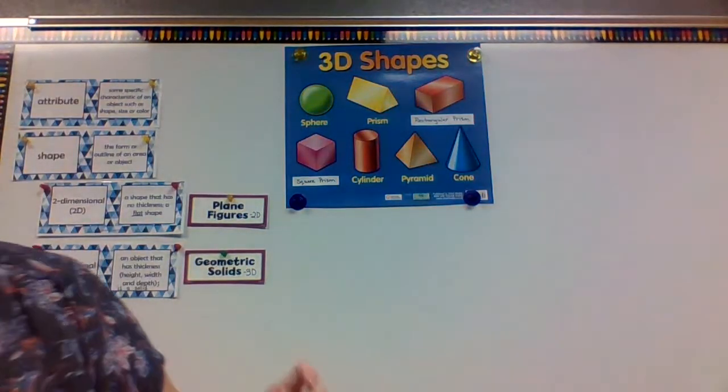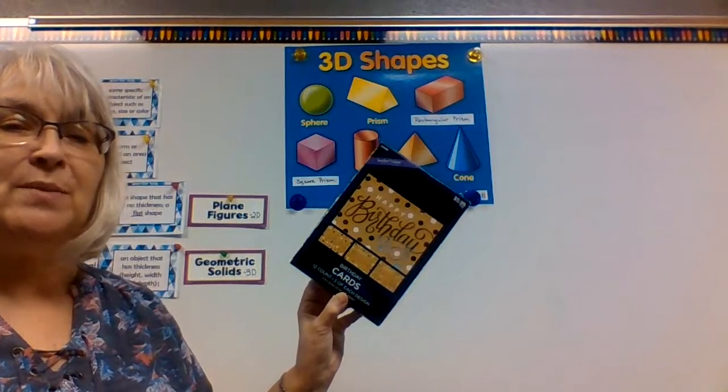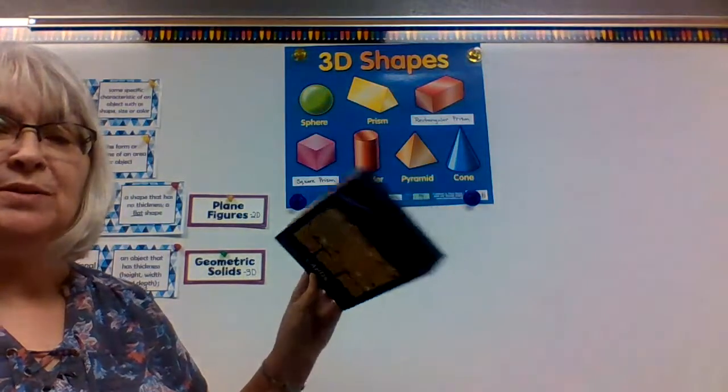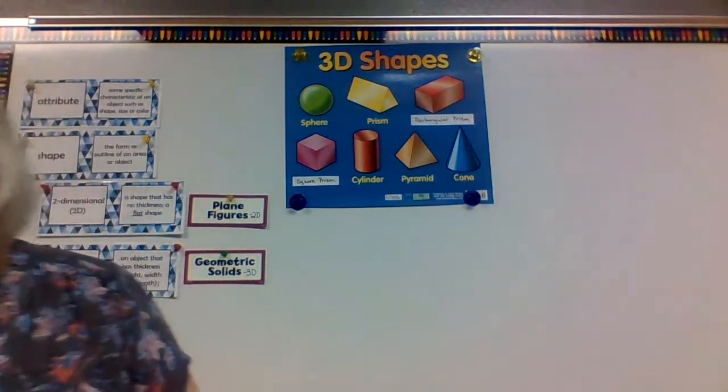I have one more. This is kind of like the matchbox. It's just larger. It's a box that birthday cards come in. It's a rectangular prism. All of the sides are rectangles.